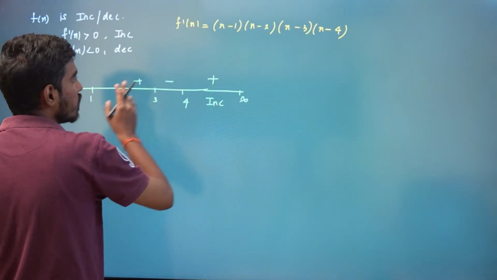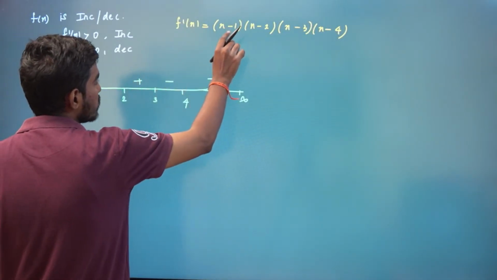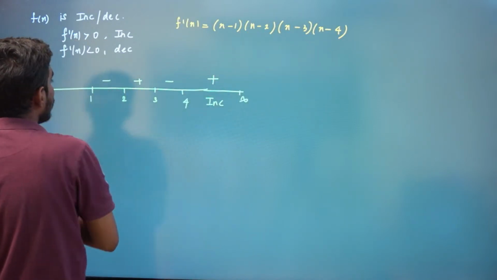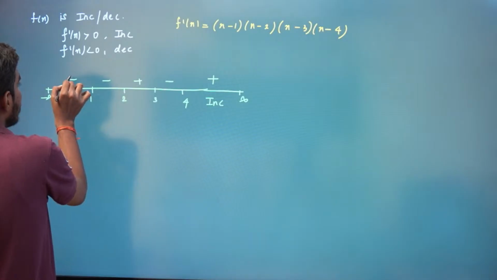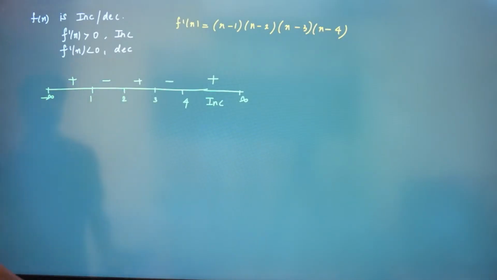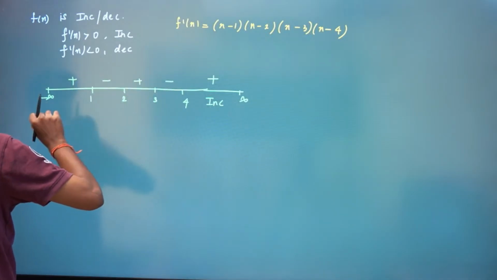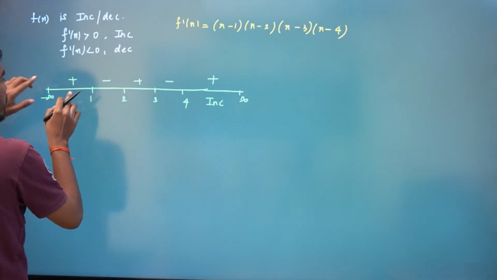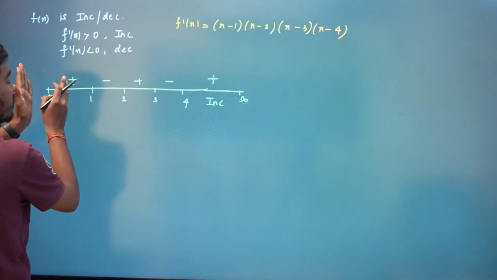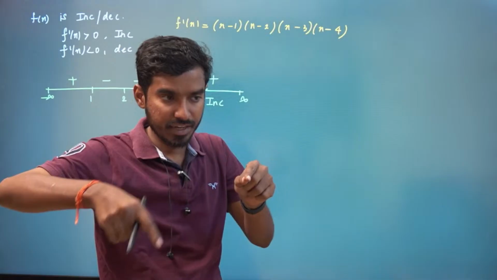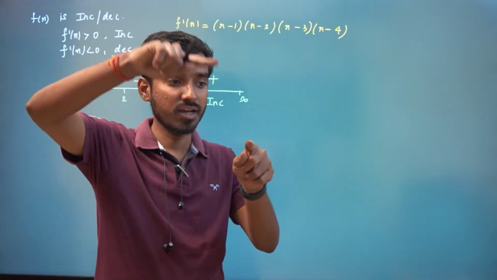You can take any number. If you take 1.5, negative, positive, negative, negative, negative. So overall it will be negative. If I take 0 here, it is positive. Now you can see our function is increasing here, decreasing here. You can see f dash of x changing sign: increasing and then decreasing, increasing and then decreasing.